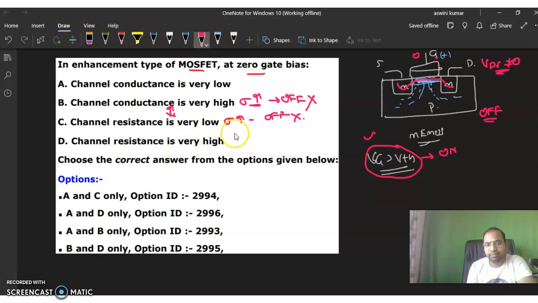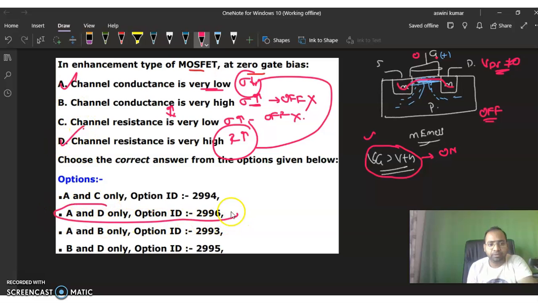Channel resistance is very high, obviously. Why? Because almost zero conduction will take place, but they have given it as low. Okay, let's take it as granted. If the conductance is low, then obviously the resistance will be high. So both these two are the same points. Now we can take A and D as the correct options. So here option B is the correct one. If you know the operation of the enhancement type of MOSFETs, then we can easily opt for this answer. Let's go to the next question.